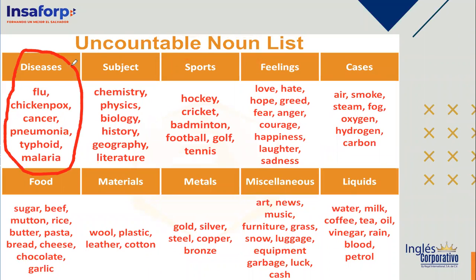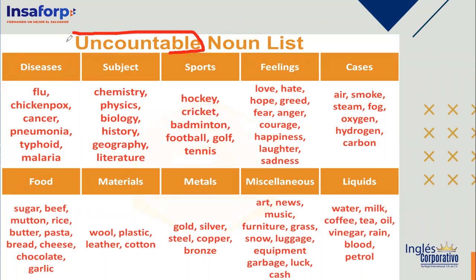For example, flu, chickenpox, cancer, pneumonia, typhoid, and malaria. Okay, you cannot say one flu, two flu, three flus. It is incorrect. Why? Because it is uncountable. Uncountable.